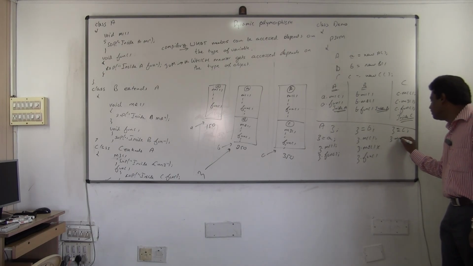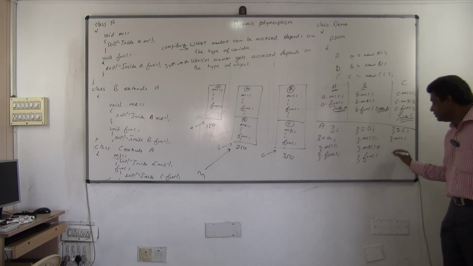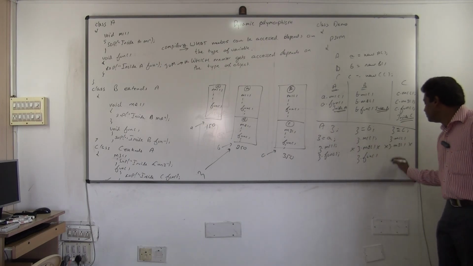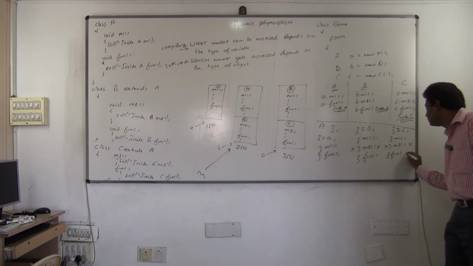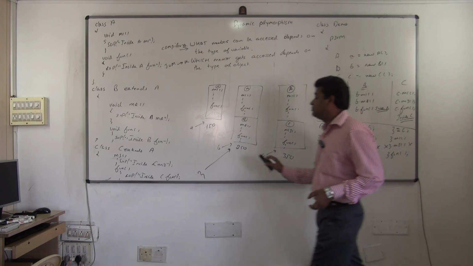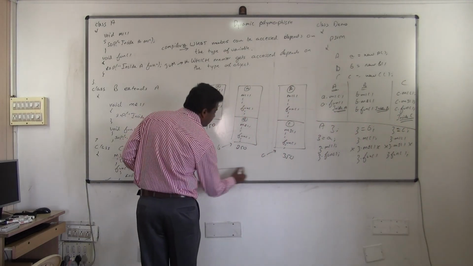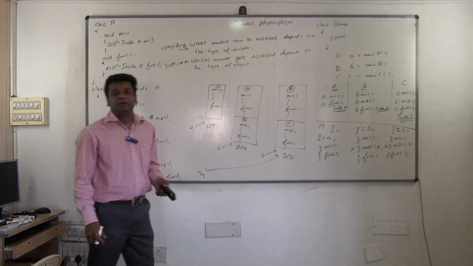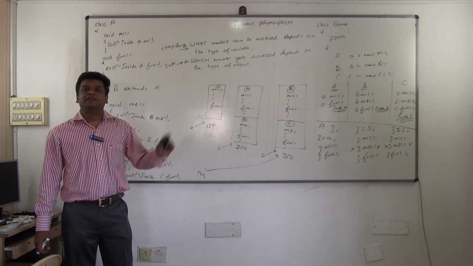Fine. Now Z dot M1, it will execute. Z dot M3, error, you can't access. So Z dot fun, it will execute. Now Z is referring to which object? C object. The same variable will refer to this. So it will execute from C class.